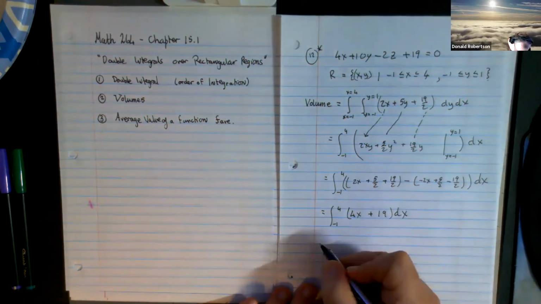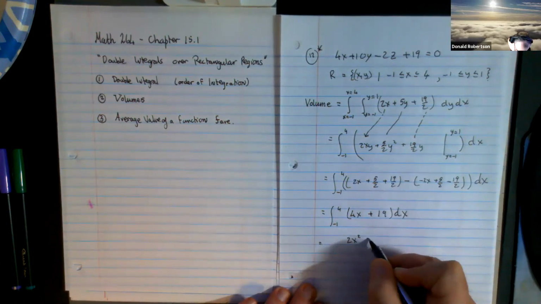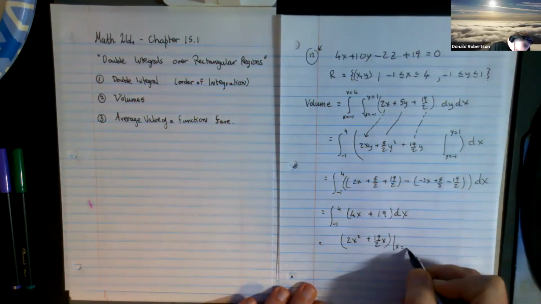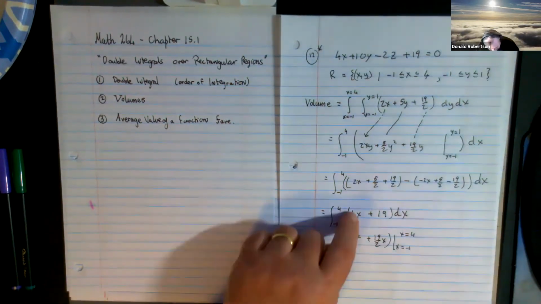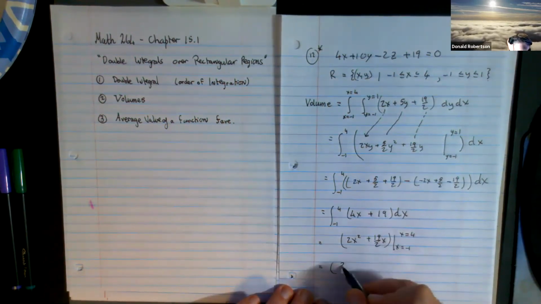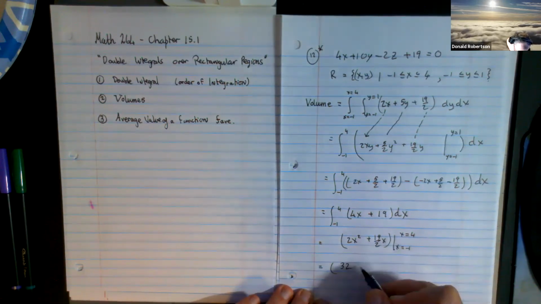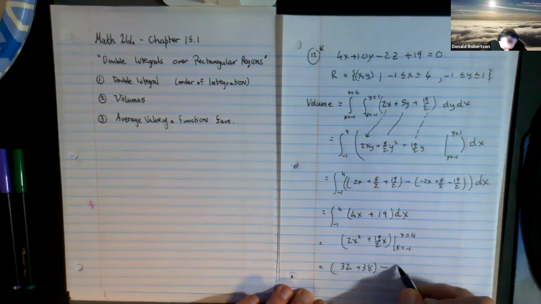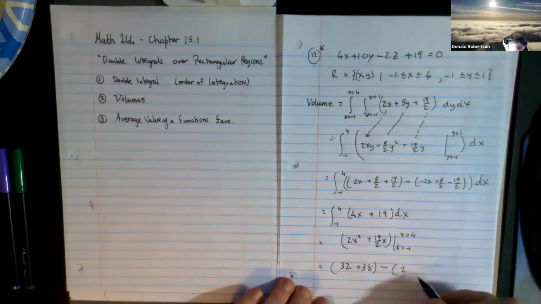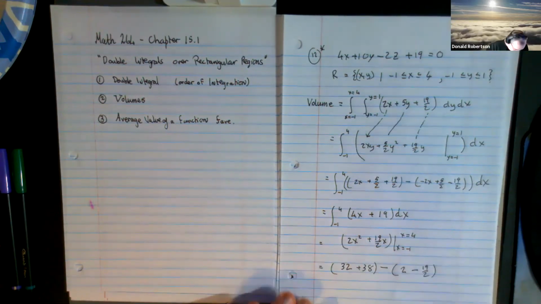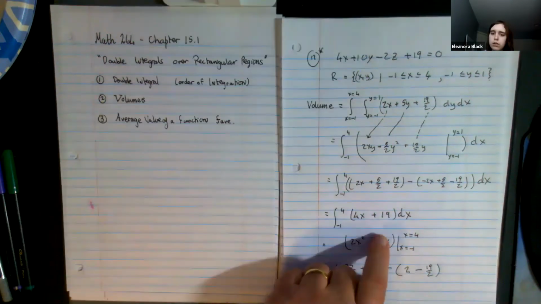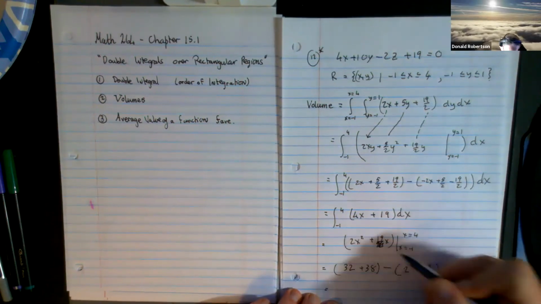And now it's a Calc 2 question. So power rule, add on an x. If you plug in a 4 here, you get 32. If you plug in a 4 here, you get 38. Take away. If you plug in a -1 here, you get 2. If you plug in a -1 here, you get negative thingy halves. Wait, yes. Why would it be 19 halves? Because isn't it 4x plus 19? Oh, good. Yeah.